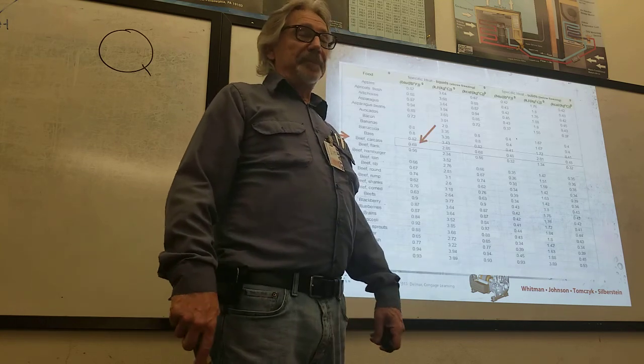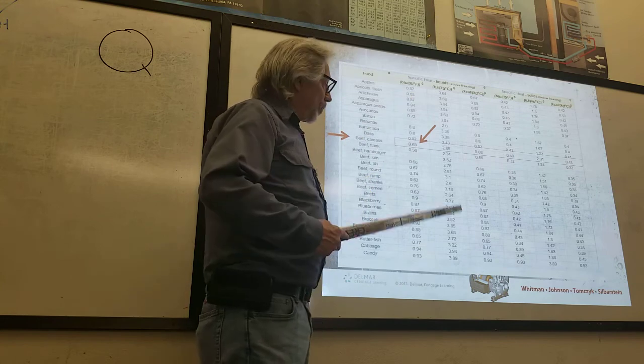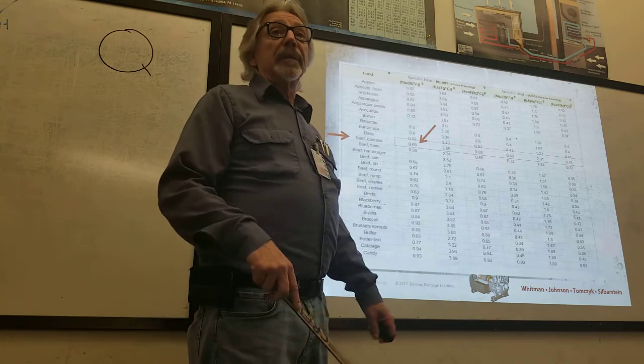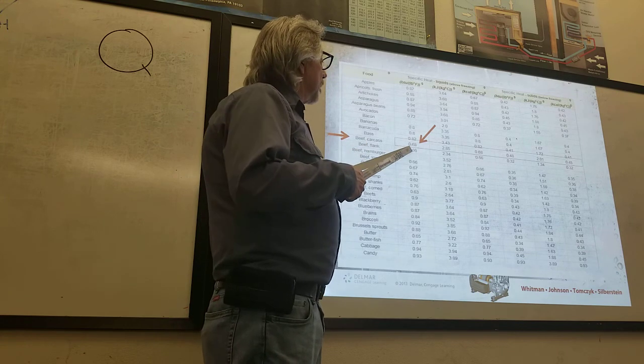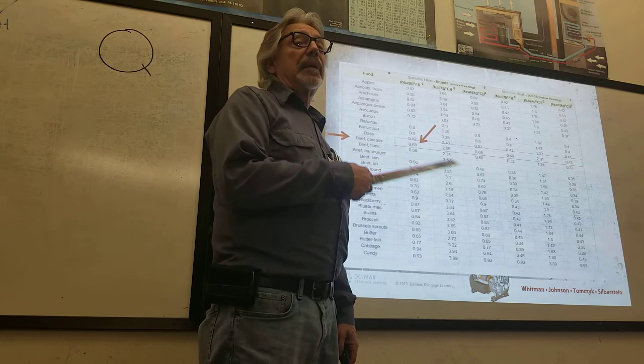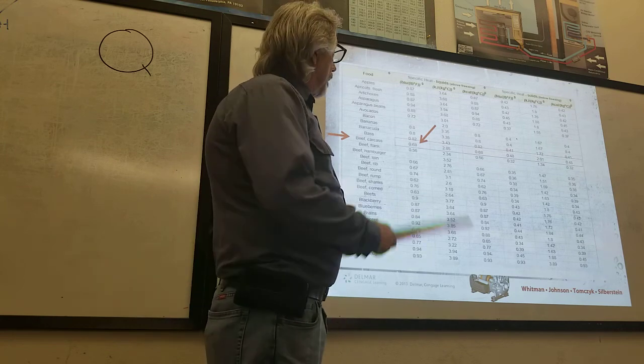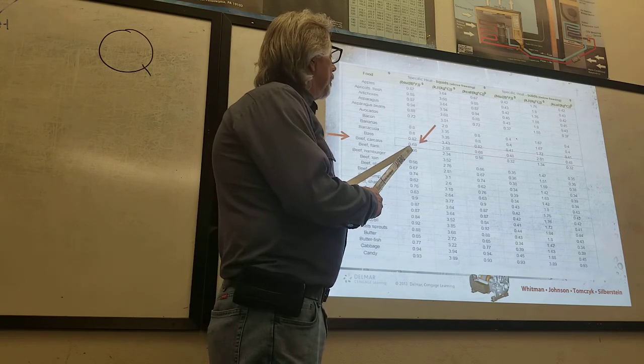There it is. This is a chart that you can probably find on the internet somewhere. That's where I got it. Okay, it says here, beef carcass is 0.68 BTUs per pound.